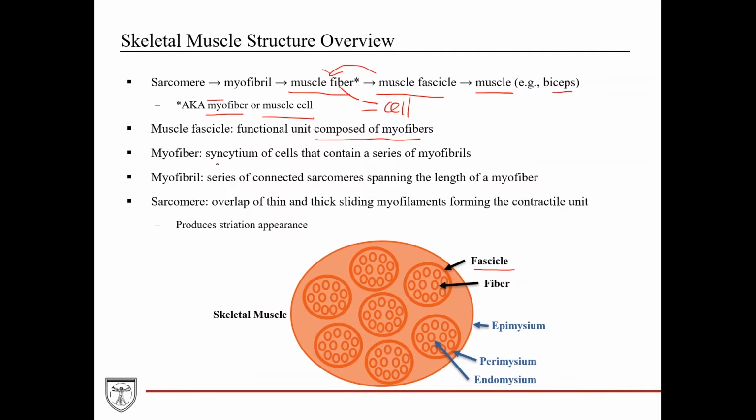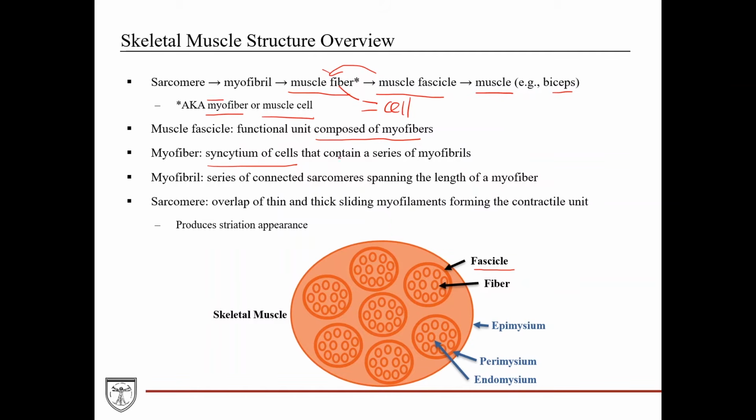And one thing to remember is that it's the reason why it's also called a muscle fiber, even though it's a cell, is it's a syncytium of cells, which basically is a group of cells fused together. So there's actually multiple nuclei. And again, we'll go over this in more detail when we go through each of these individually.